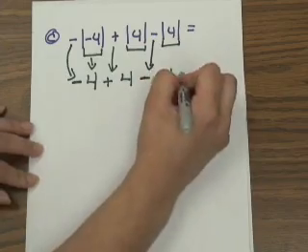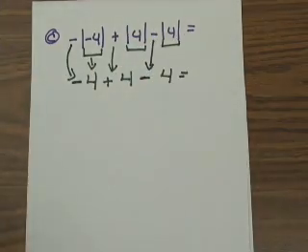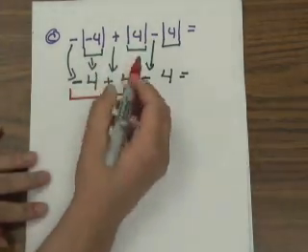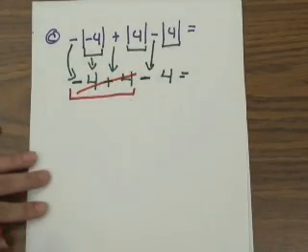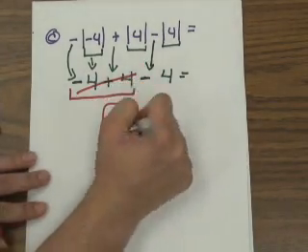So now your job is to just simplify. This minus 4 and this positive 4 end up canceling each other out for 0. So our answer is left with just a negative 4.